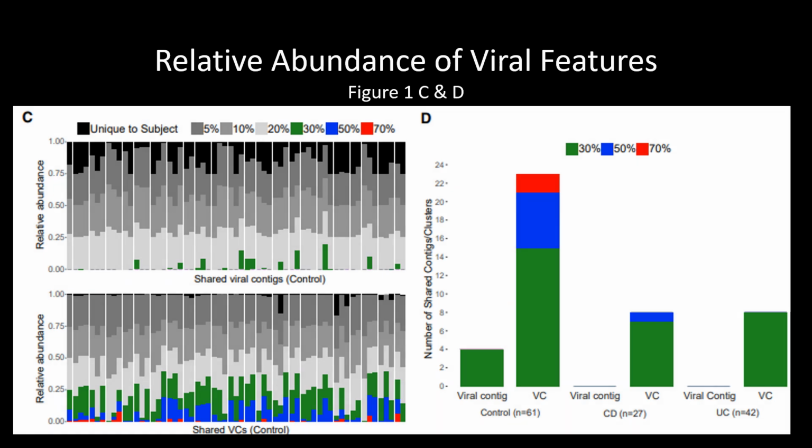Figure 1, C and D, shows the relative abundance of viral features. So figure C on the left, the top graph is the shared viral contigs in the controls, and then the bottom graph is the shared viral clusters in the controls. So at the VLS level in the top panel, the figure shows most viral sequences are unique per person, with only a minor amount shared across the subjects.